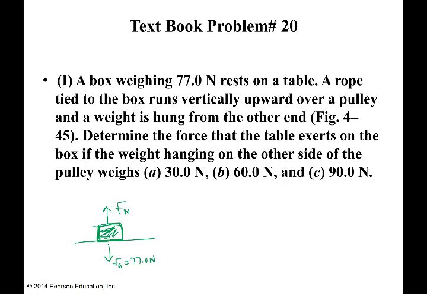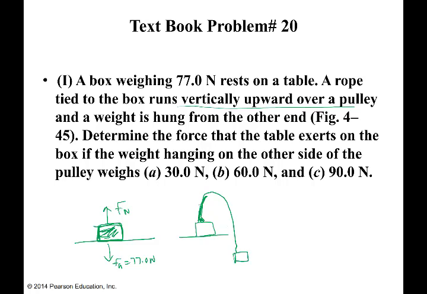A rope is next, we tie a rope to it. So now we have a rope attached to it, a rope tied to the box runs vertically upwards over a pulley, and a weight is hung from the other end.